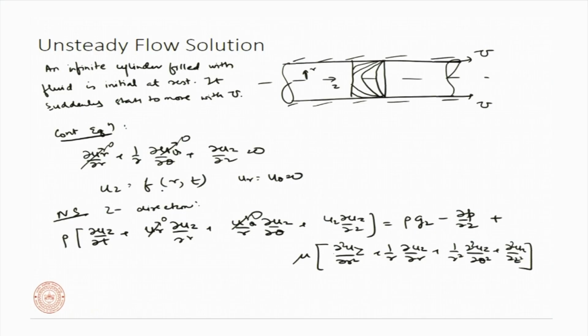Okay. U z is a function of r, so this term goes away. Likewise, these two terms go away. There is no gravity, so this term goes away. There is no pressure effect, so this term goes away. Now, we can write the simplified equation.